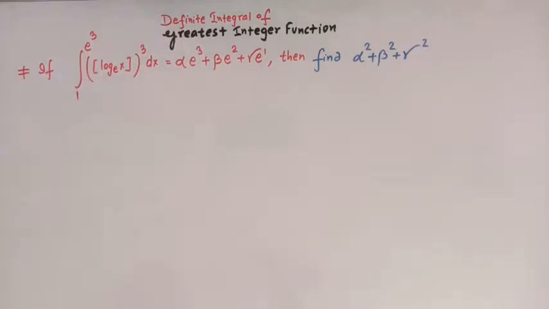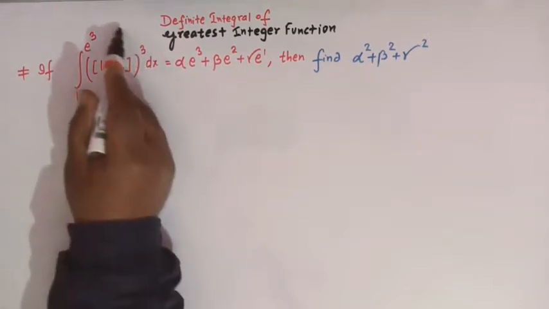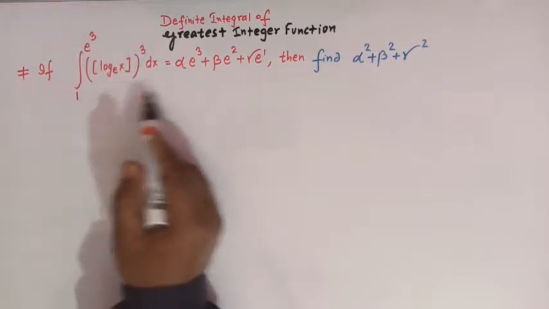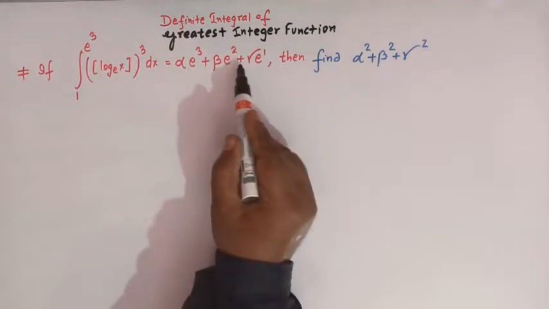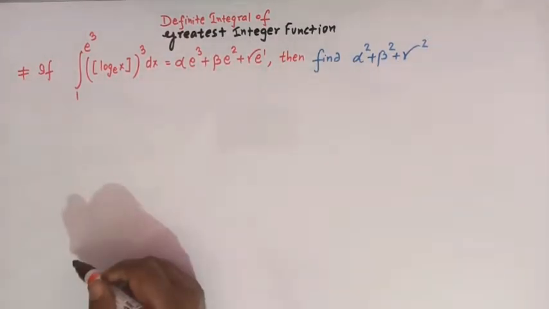Hello viewers, in today's class we are going to discuss one important definite integral in which the greatest integer function is involved. So here we have the problem, that is we have to find the value of this integral, and the value is equal to alpha e cube plus beta e square plus gamma e. Then we have to find the value of alpha square plus beta square plus gamma square.